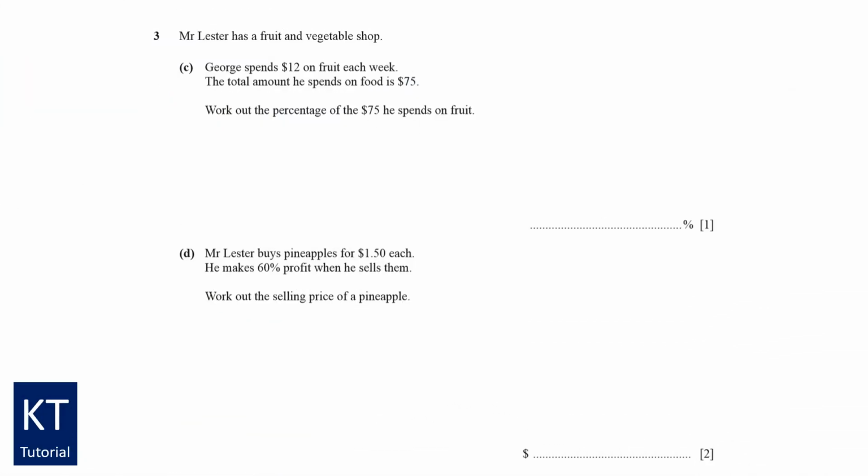Question 3. Mr. Lester has a fruit and vegetable shop. George spends $12 on fruit each week. The total amount he spends on food is $75. Work out the percentage of the $75 he spends on fruit. The required percentage comes to 16%. Question 3D. Mr. Lester buys pineapples for $1.50 each. He makes 60% profit when he sells them. Work out the selling price of a pineapple. The required selling price is $2.40.